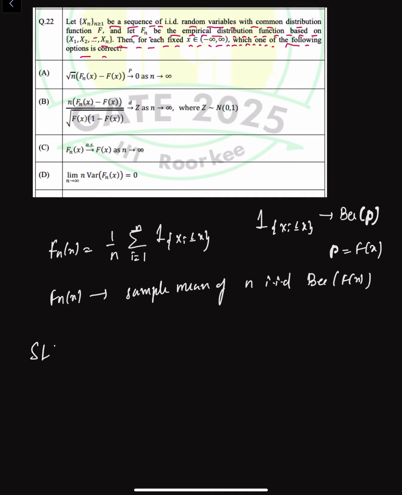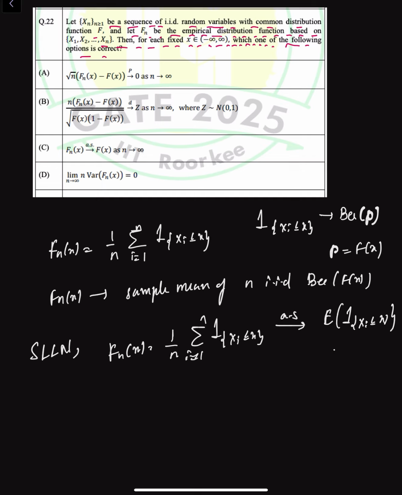So by using the strong law of large numbers, this Fn(x), which is 1/n summation i equals 1 to n indicator Xi less than or equal to x, tends almost surely to the expectation of indicator of Xi less than or equal to x. That is nothing but F(x). So basically this correctly matches with option C.